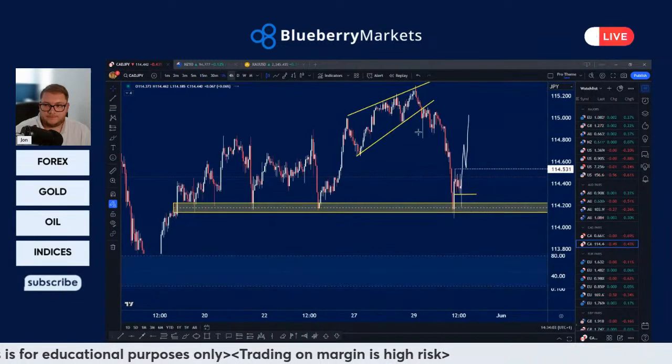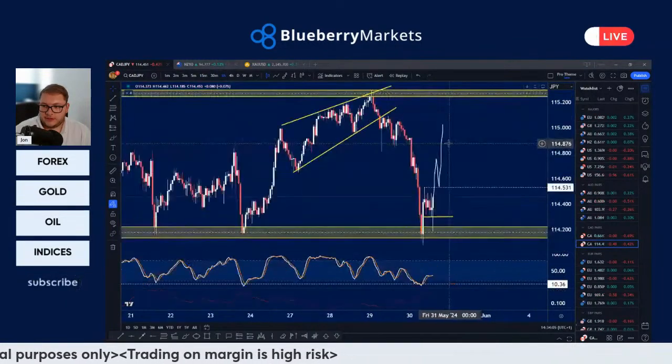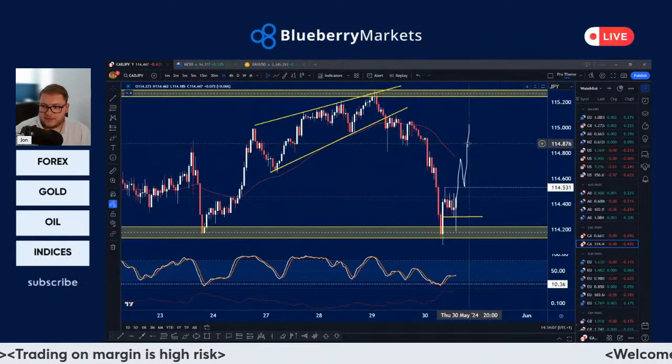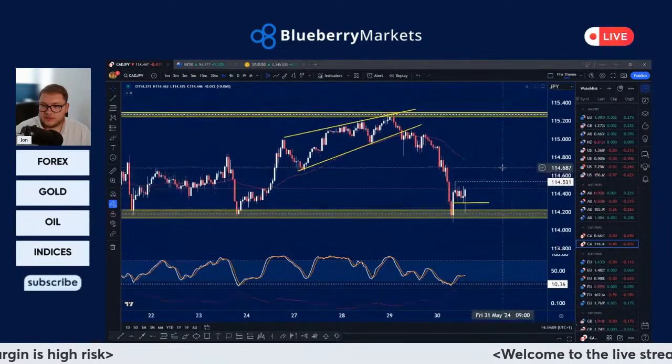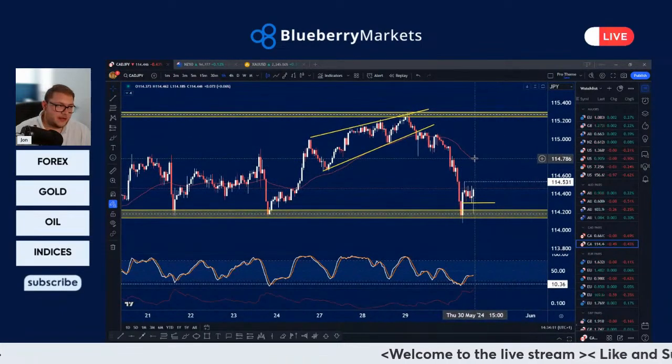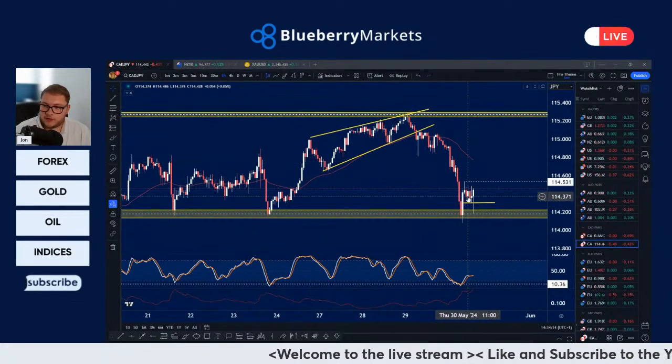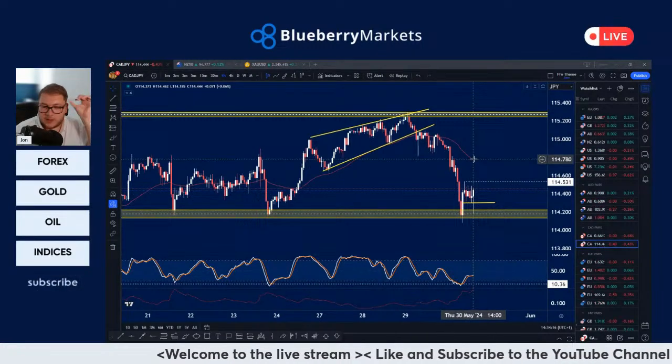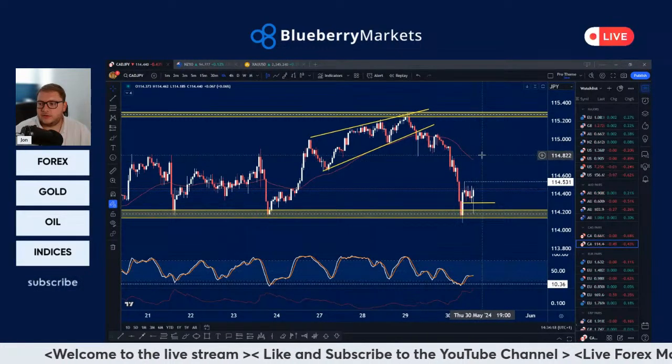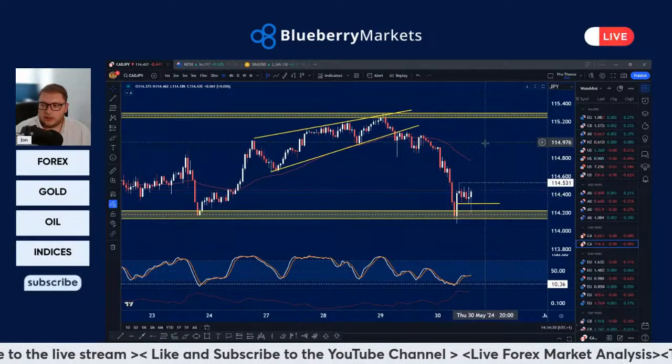So let me know if you understood that. Let me know if that made sense. Let me know your feelings around CAD yen as well. I also like the fact that we're away from the 50 MA, so maybe a bit of a mean reversion trade up to that point as well. Could be something to look for. But that's why I like CAD yen right now.